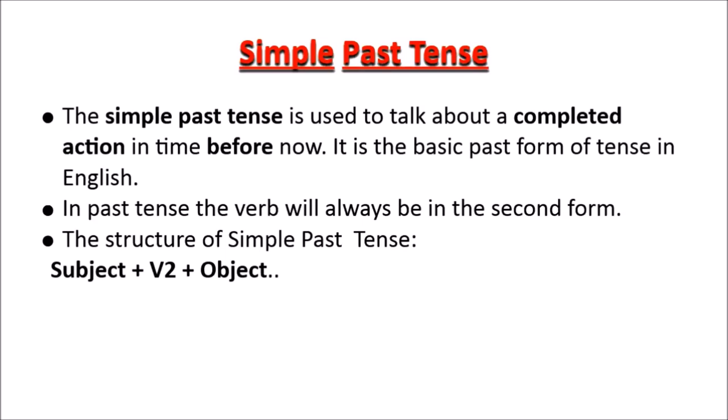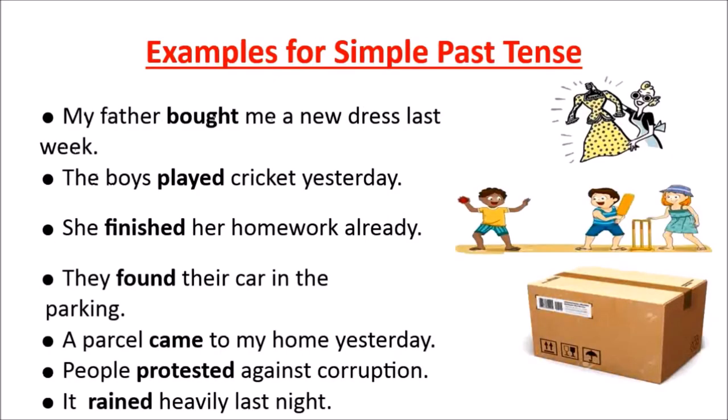Look at the next. The structure of simple past tense. So we have given the structure of simple past tense. Look at the structure there. Subject plus verb two plus object. So this is the structure or formula for simple past tense. Understand? Okay class, now we are moving on to the examples for simple past tense. I have given a list of sentences with pictures. Let's learn simple past tense.